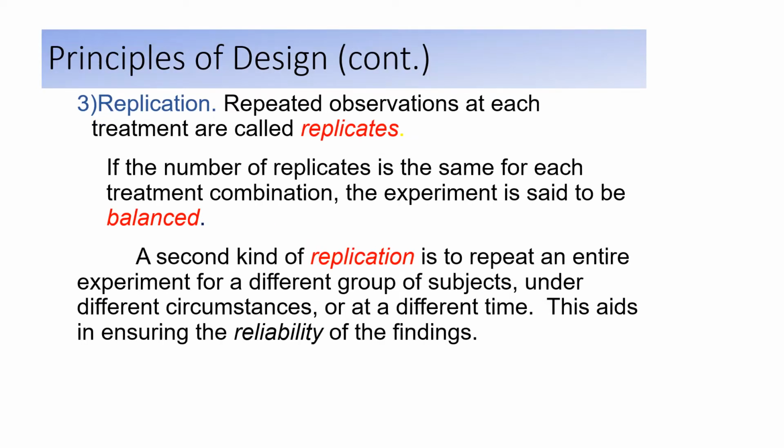The third principle of design is called replication. This could have one of 2 meanings. We could simply have replication within each of the groups. If the sample sizes are the same for each level of the factor, then it would be considered balanced. If not, it's unbalanced, but we prefer balanced. A second kind of replication means we completely redo the experiment. Could be at different times and places even. This would ensure the reliability of our findings.